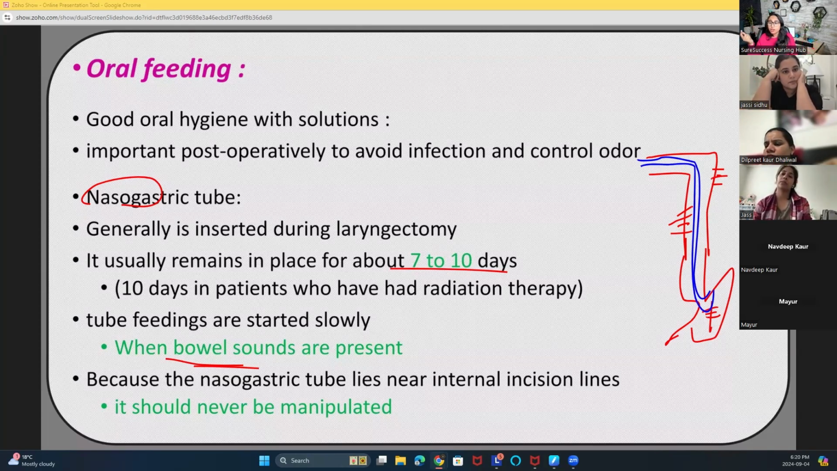We will be learning that. When the NG tube is blocked, what are you going to do? Normally, whenever it is blocked, you are going to remove it and reinsert it. But never manipulate it when it is touching the suture. Only doctors can do that. Okay.